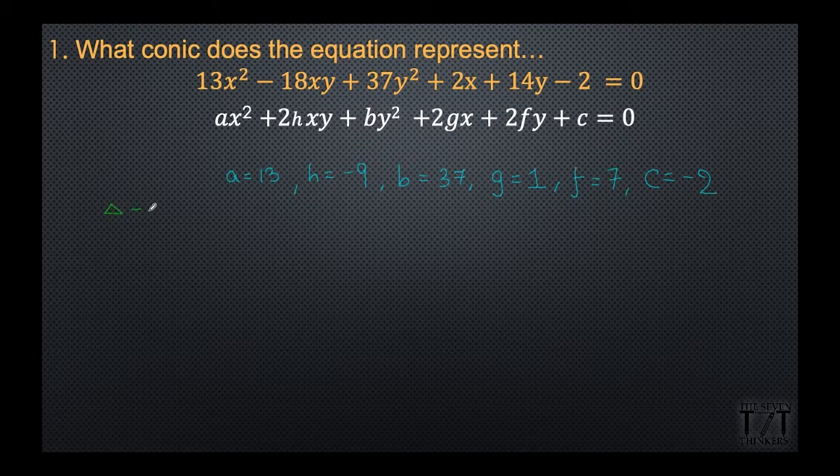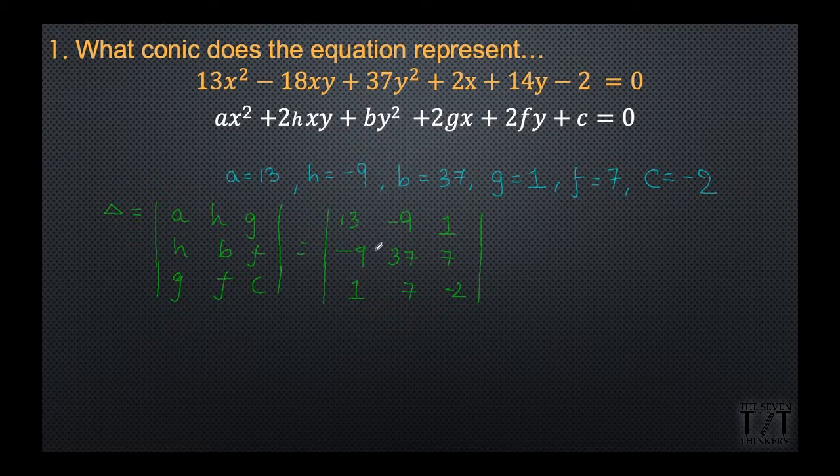So the discriminant is equal to the determinant with rows a, h, g; h, b, f; g, f, c. By substituting the values of the coefficients, that is 13, minus 9, 1; minus 9, 37, 7; 1, 7, minus 2.